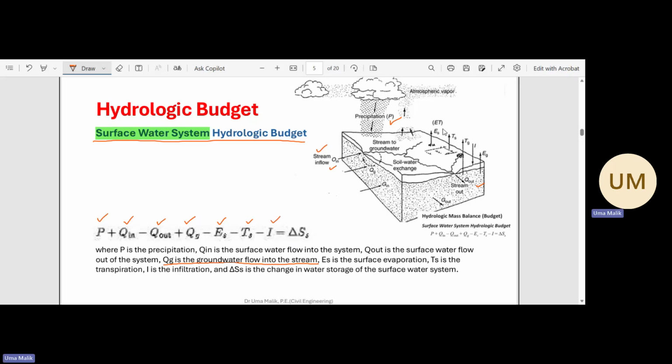So here it is shown here, ES, TS. Right now we are talking about surface water, so we are not talking about G here, because G subscript is groundwater and S subscript is surface water. So ES is subscript surface water, that is equal to change in storage. All the parameters are explained here also. So this is the surface water equation.